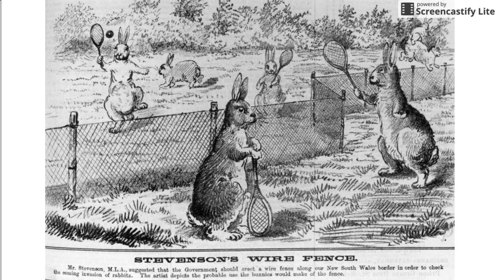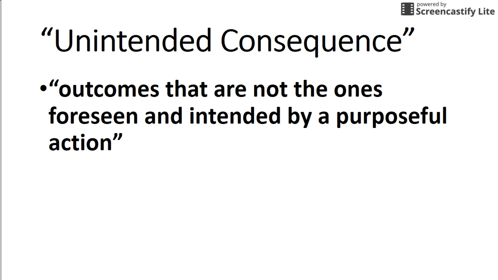So here's a cartoon that I'll show them, and then we'll talk about what the artist's opinion is of the whole fencing in of the rabbits. But if you don't know what this is about, then let's talk about it real quick.